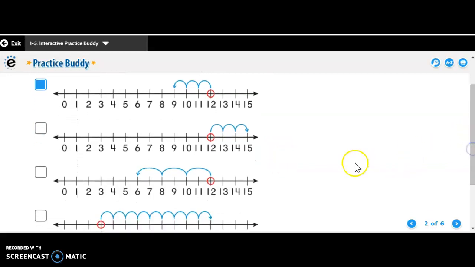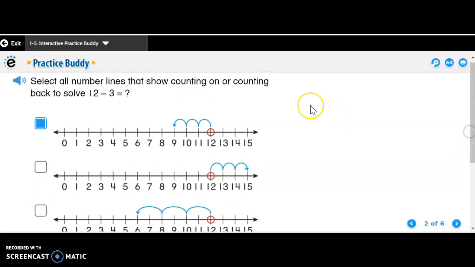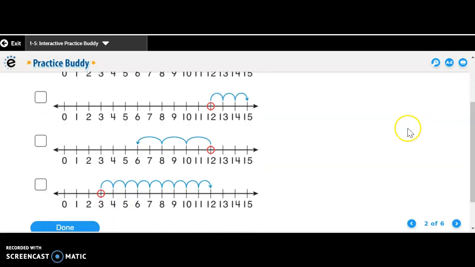Let's look at number 3. Let's try this out. So we're starting at 12 again, and we're counting back, it looks like. Let's see what they're doing. Oh, they go back 2, 3, 4, 5, 6. That doesn't make any sense. That's 12 take away 6. Is that what we're looking for? No, we're looking for 12 take away 3. So I'm not going to mark that one either. Let's look at the last one.